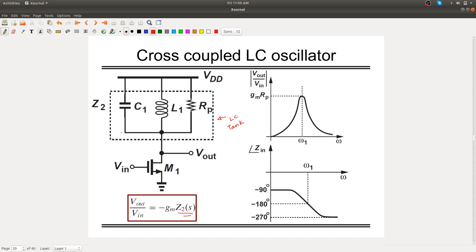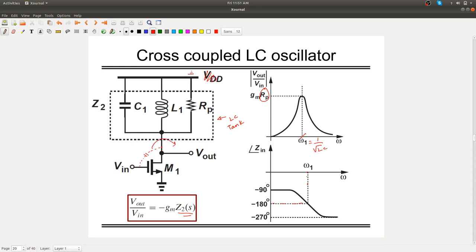We know that it's RP at omega 1 equal to 1 by root LC. Other than that, it's 0 or a very low value. And similarly, for phase at omega 1, it's minus 180, and from minus 90 to minus 270, it's getting roll off. Right? Because other things are not there. Or if they are there, they merge with that. If there is a capacitor, it will merge in this capacitor, because this Miller will go in there and VDD will become ground.